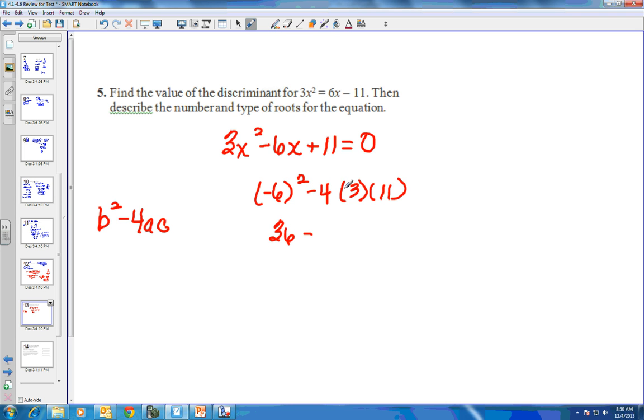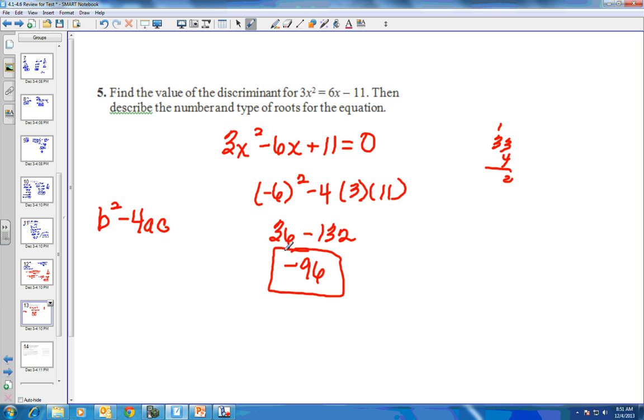36 minus, that's 12 times 11, or 33 times 4. What is that, 132? And 36 minus 132, that's negative 96. So that's one answer. That's the discriminant.